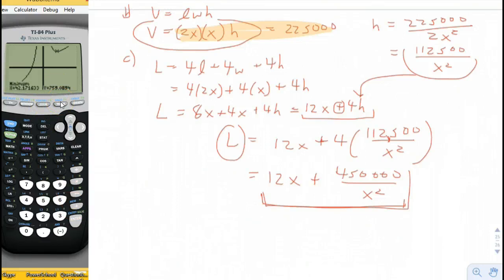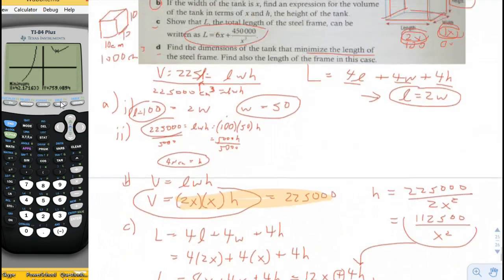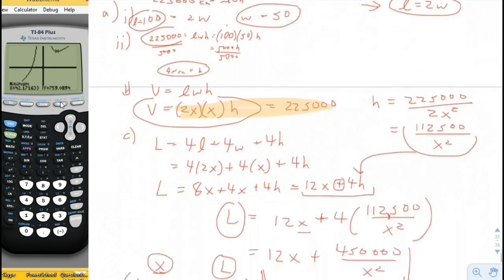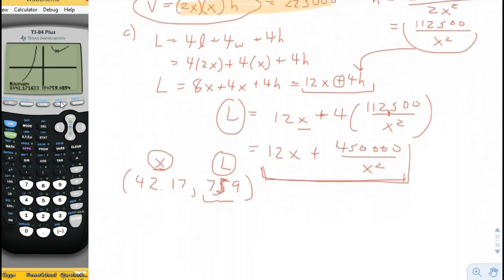And the answer is 42.17, comma, 759. 759 is L, which we're trying to minimize. And the left number is x, right? Which is the width, the length would be 2x, right? Did they want to know the dimensions too? Yeah, find the dimensions of the tank that minimize the length of the steel frame, and the length of the frame. So we found the length of the frame. It's 759 centimeters. We know x is 42.17.